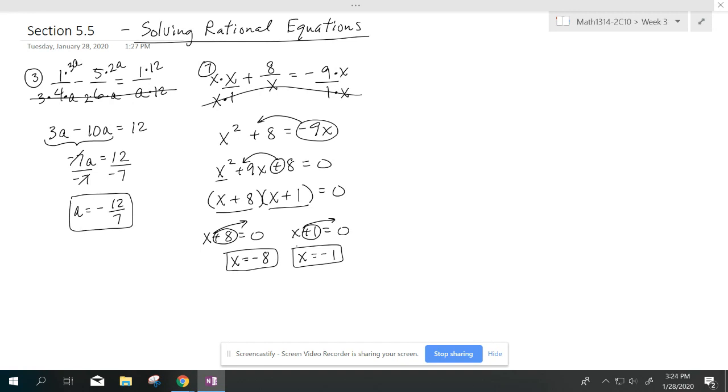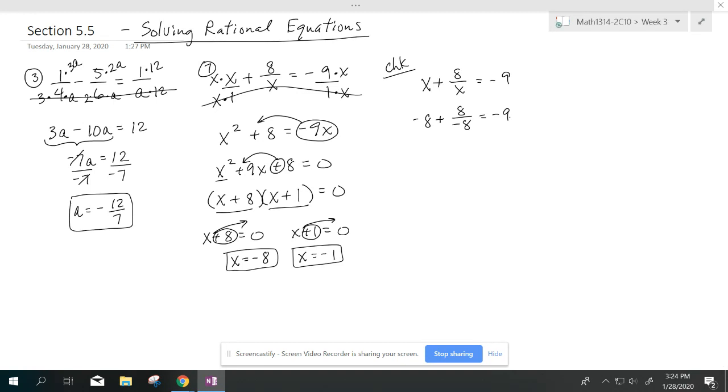Now, is there any way to check and see if these are valid solutions? Let's check them. I want to show you how you check your answers. So we always go back to the original problem. Okay, so there's what the equation looked like originally. And first we're going to replace every x with negative 8. So we're going to check negative 8 to see if it really is a valid solution.